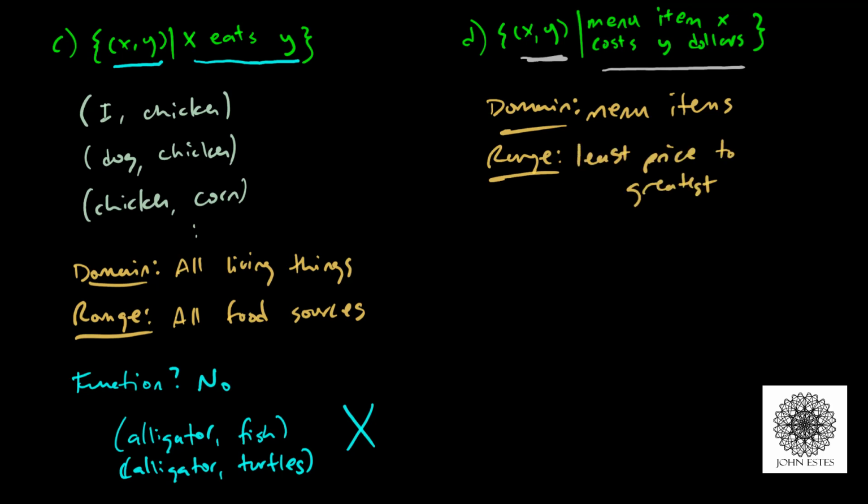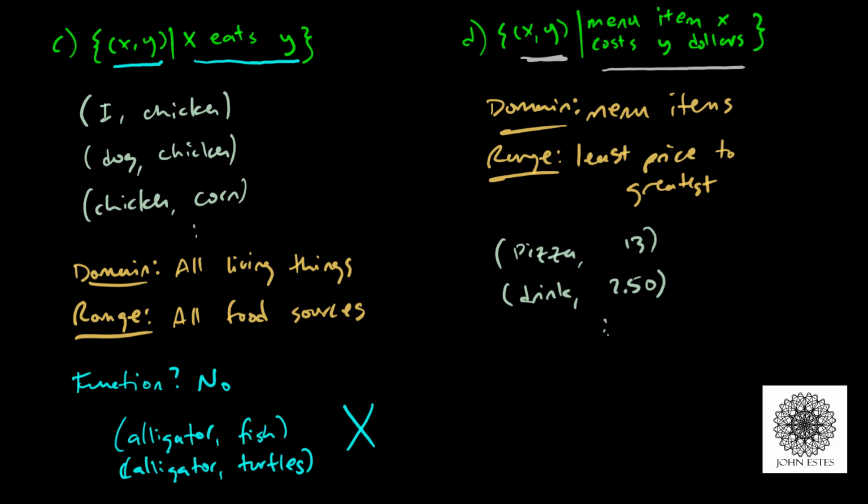So the cheapest thing on the menu to the greatest, the most expensive thing on the menu. Okay, and so some examples of what we'd see in this relation would be something like this. How about the pizza costs $13, right? So it's pizza, 13. And how about a drink, $2.50, and so on. So we go down the menu and just price it like that.